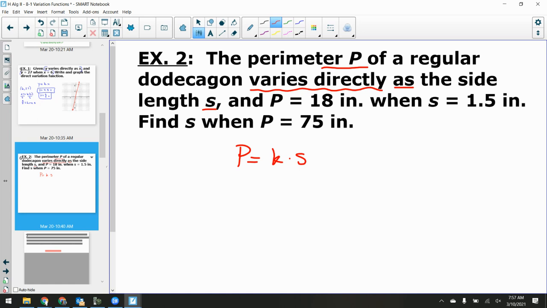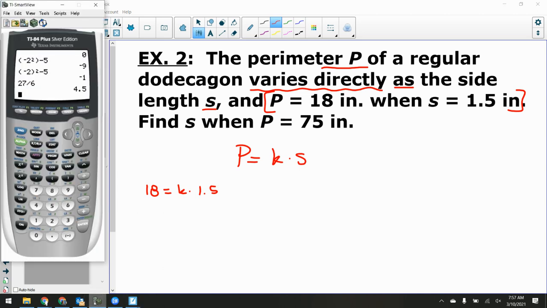I know some of you out there are like, okay, dodecagon, how many sides does it have? But hold on. The perimeter is 18 when s is 1.5 inches. Okay, well that gives me enough information right there. Like that's an ordered pair, right? The perimeter is 18 when the side length is 1.5. So I'm going to do a little prep work here. My perimeter is 18 when my side is 1.5.